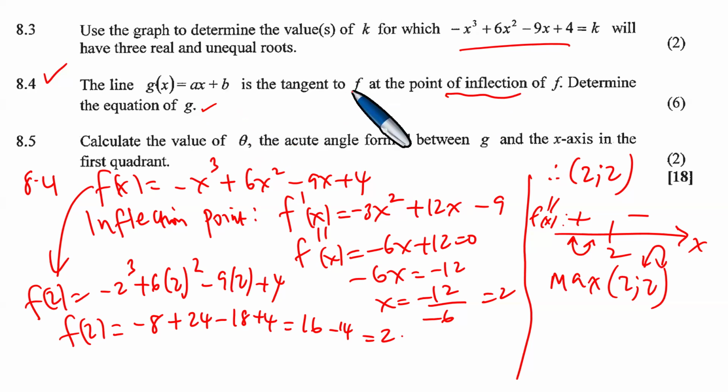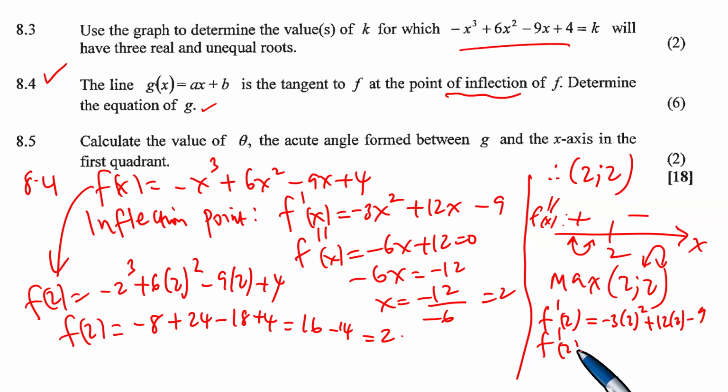So if you have a tangent to f, it has a slope. We need to find f prime at 2. Okay, what is f prime at 2? This is f prime at 2, so it's going to be exactly minus 3 times 2 squared plus 12 times 2 minus 9. f prime at 2 equals, let's check this one, 3.